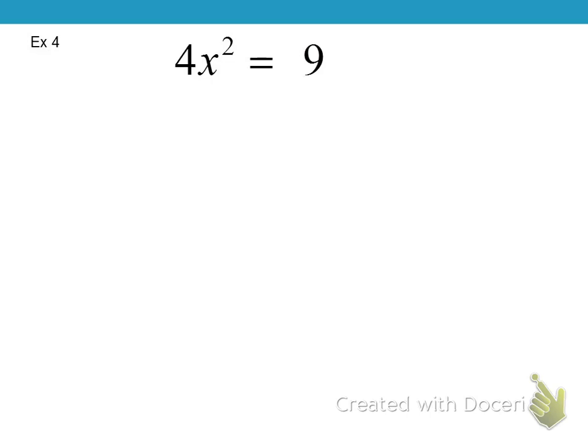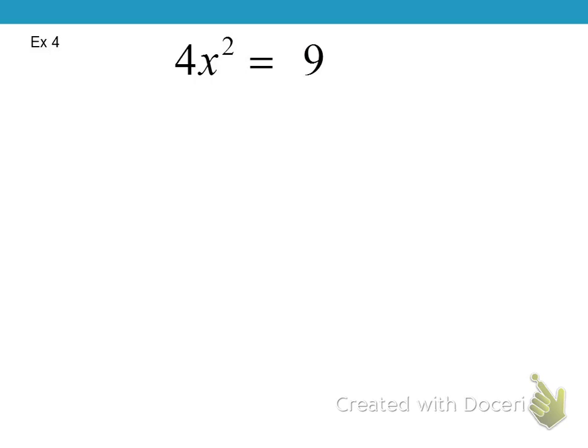All right, here's number 4. Divide by 4. All right, what do I do? Can't you automatically do a square root? I don't know what automatically do a square root means. Like do the square root of 4x squared and then the 9? Because 4 is a perfect square.